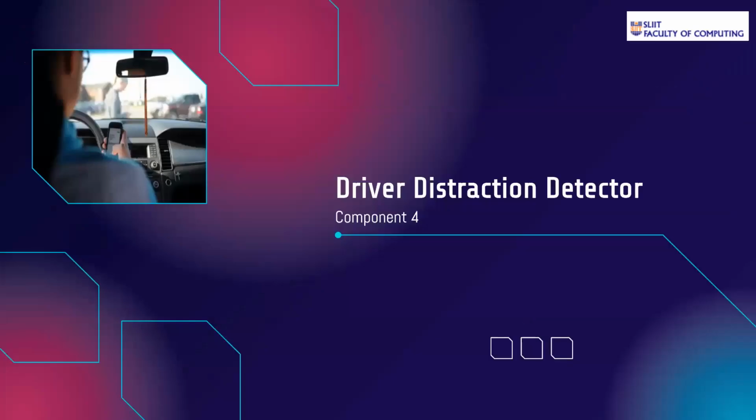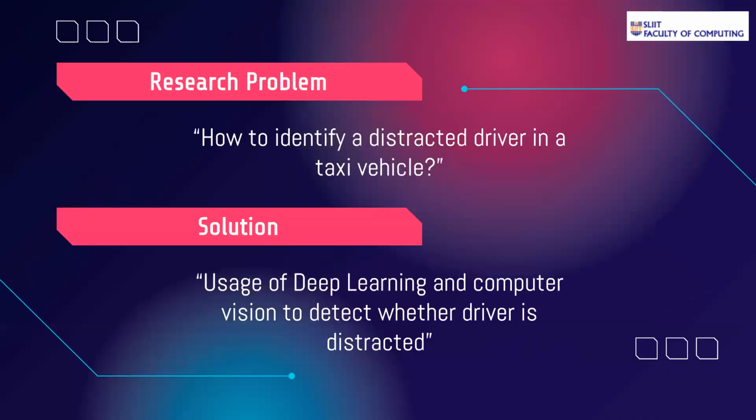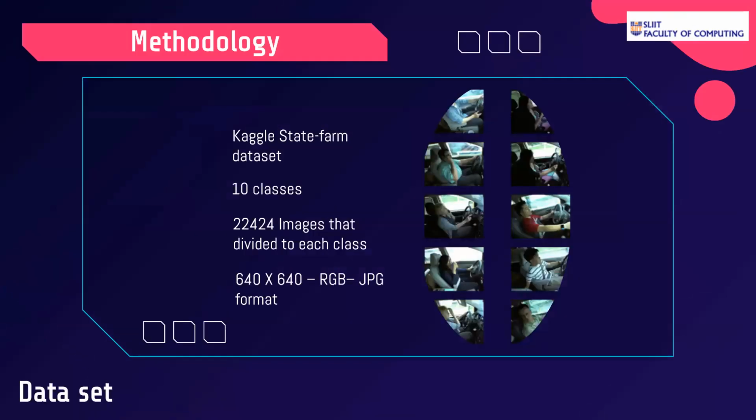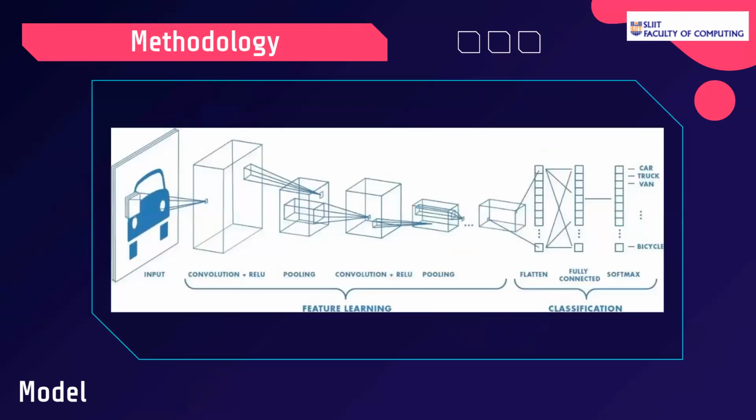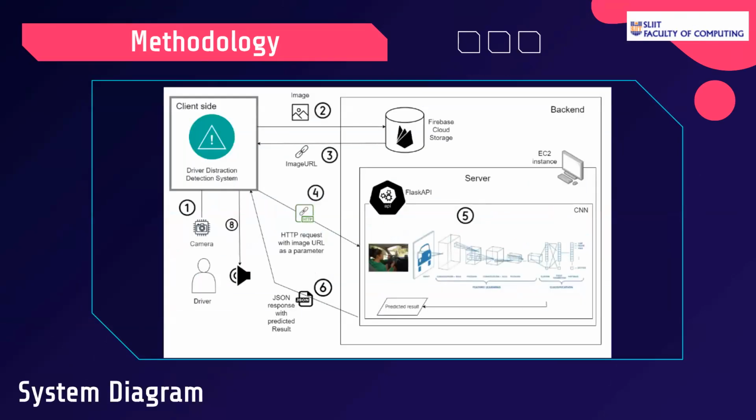The last component of this smart infotainment system is the driver distraction detector. So how to identify a distracted driver in a taxi vehicle. That's something related to the safety of the taxi ride. And there we need a model to track whether the driver is distracted or not. We got the State Farm dataset from Kaggle, which has 10 classes, and we use a convolutional neural network to train the model. And this is the system diagram.